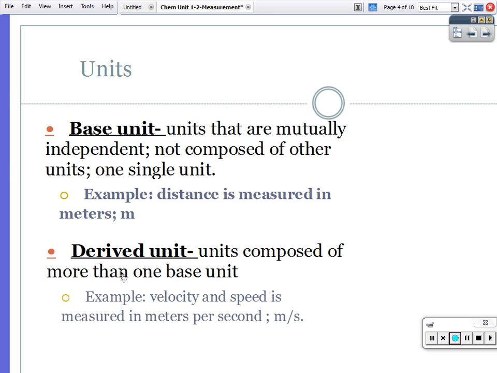Alright, a derived unit is two or more base units put together. So these are composed units. So an example of a derived unit, if we want to measure the velocity, the speed or something, we can measure it in meters per second. So m/s. And so this is more than one base unit. So this is a derived unit.